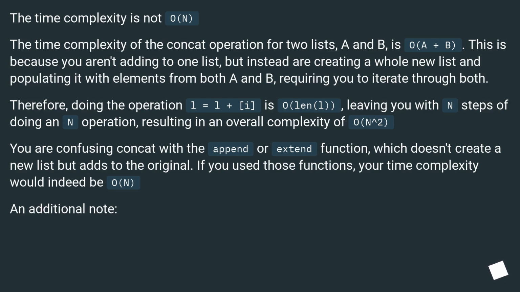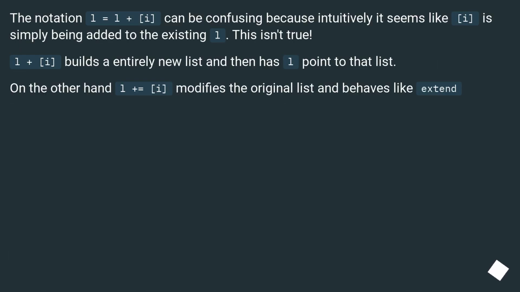You are confusing concat with the append or extend function, which doesn't create a new list but adds to the original. If you use those functions, your time complexity would indeed be O(n). An additional note. The notation L equals L plus I can be confusing because intuitively it seems like I is simply being added to the existing L. This isn't true. L plus I builds an entirely new list and then has L point to that list. On the other hand, L plus equals I modifies the original list and behaves like extend.